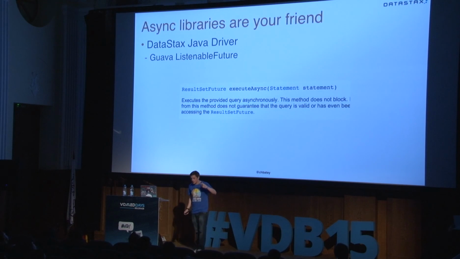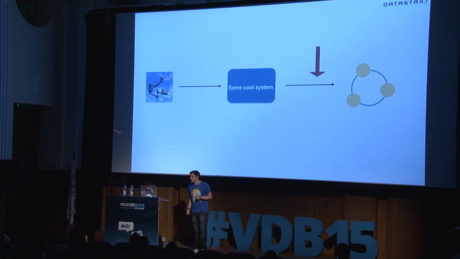The DataStax Java driver for Cassandra, don't worry, that's free and open source, returns a listenable future, so we can deal with it asynchronously. What this allows us to do is execute thousands of queries against Cassandra and then put callbacks on to say, when they're all done, let me know. And we're going to do this on the right path. And there's something very important to notice.